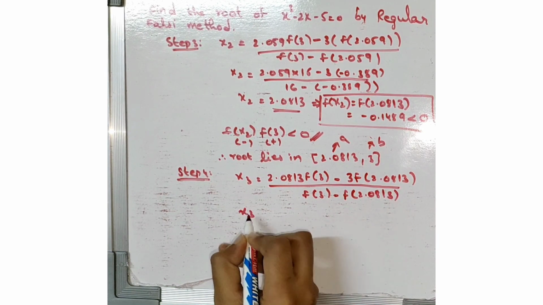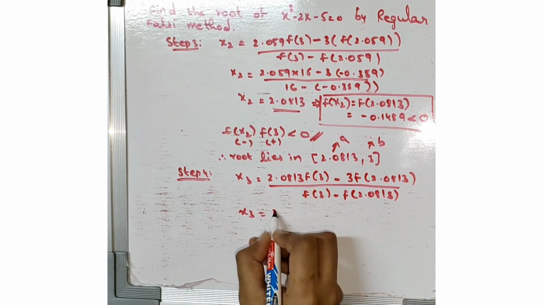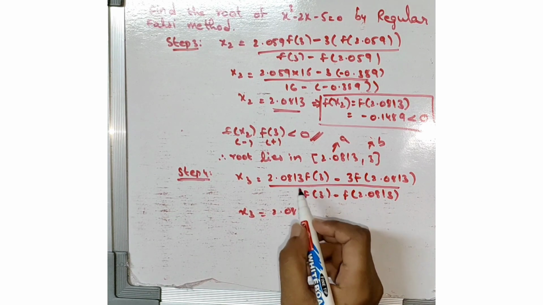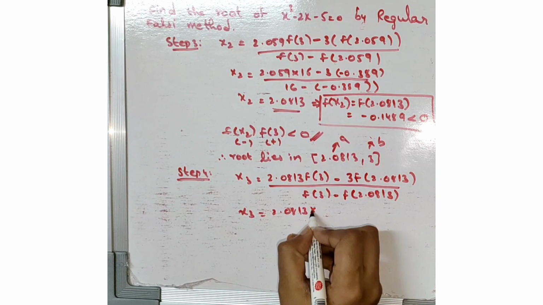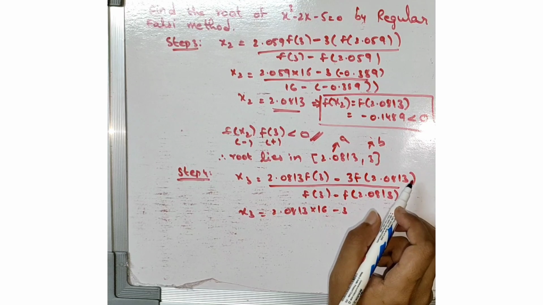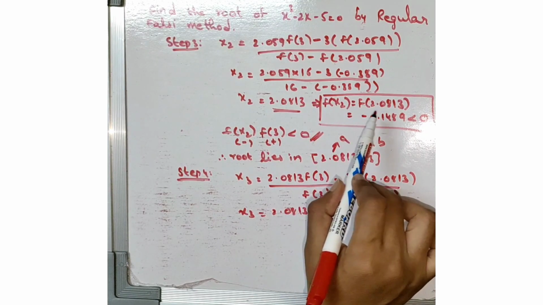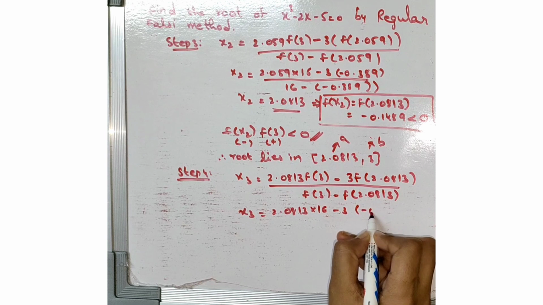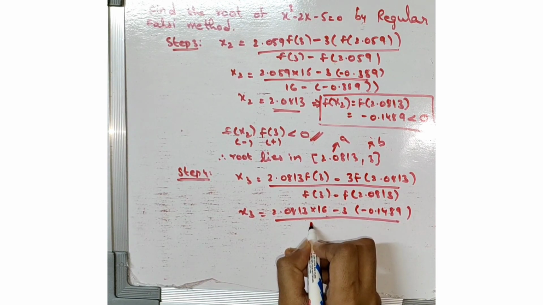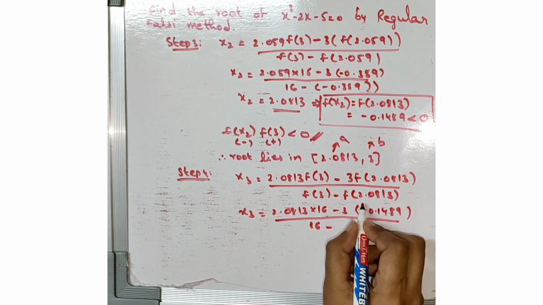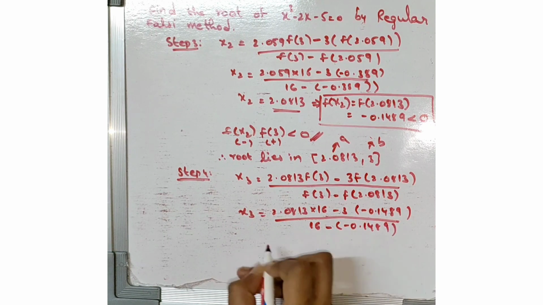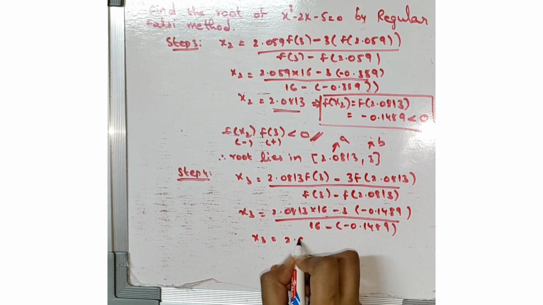Just substitute all the values: 2.0813, f of 3 value, which I think we have calculated here, is 16, minus 3 into f of 2.0813, which is minus 0.1489, divided by f of 3 is 16 minus f of 2.0813, that is minus 0.1489. Calculate this, and you will get 2.0896.